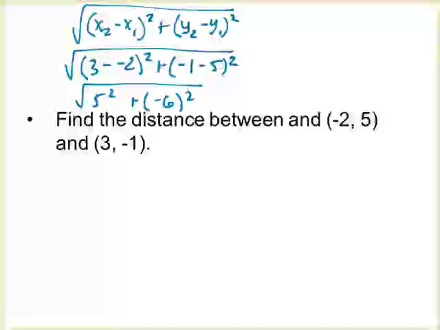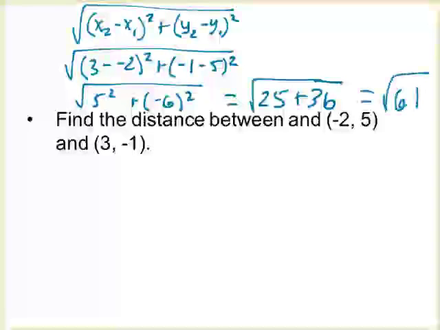It's important that you are careful with your negatives here, because when I square a negative 6, what do I get? A positive 36. Squaring makes everything positive. So add that together and I get the square root of 61. I do not want decimals for answers. So if the square root is not a perfect square root, leave it as a square root, but check to see if it can be simplified.